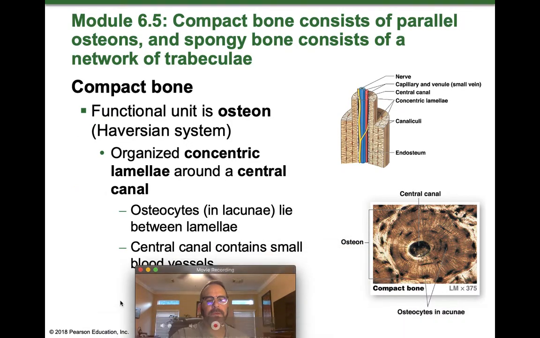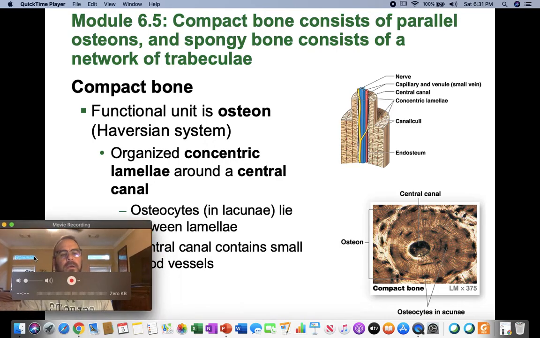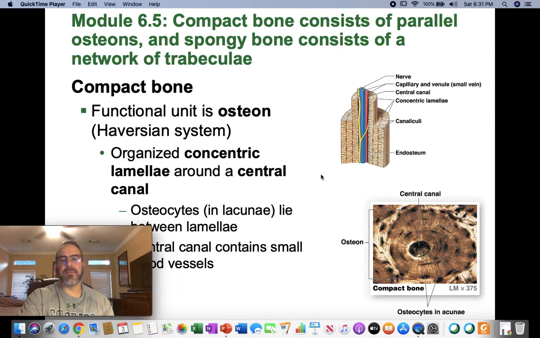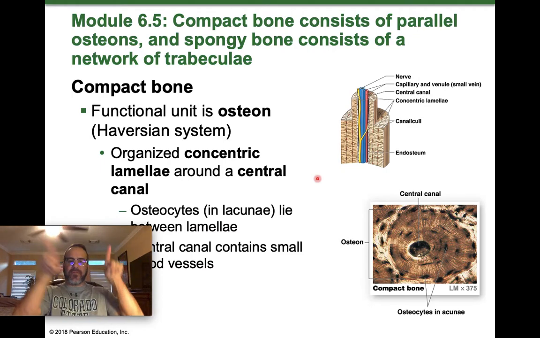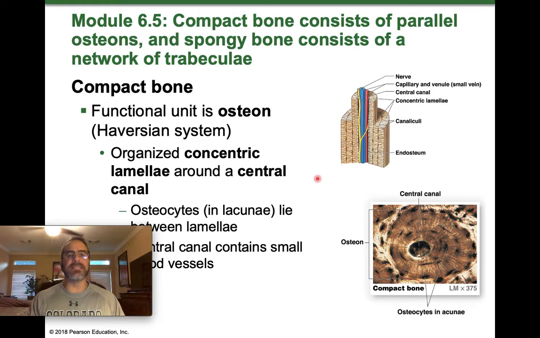Okay, moving on. Now let's talk about that thing that I was saying before called compact bone. Compact bone is going to consist of parallel things called osteons, and spongy bone consists of a network of crisscrossing bony crystal-like things called trabeculae. First, let's talk about the compact bone. That's what you think of when you see a bone.